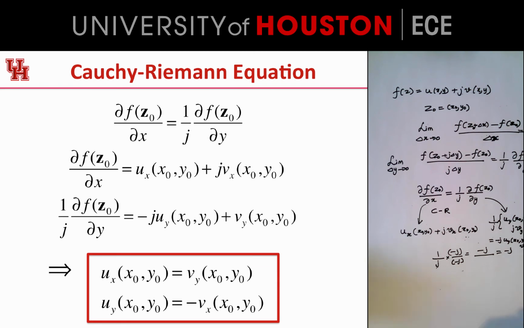Now what we can do is compare the corresponding quantities. So the real part should be the same as the real part. That means ux equals vy. And then the imaginary part should be the same as the imaginary part. That means vx equals minus uy, or I can write this as uy equals minus vx. So these two equations are the operational side of the Cauchy-Riemann equation. And this is immensely useful. So let's take a look at how it works out.